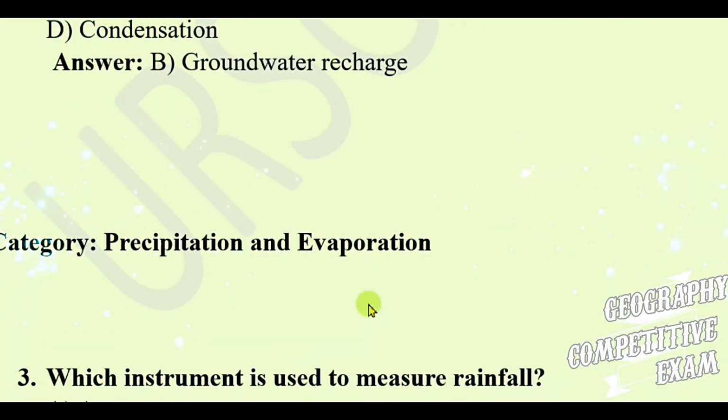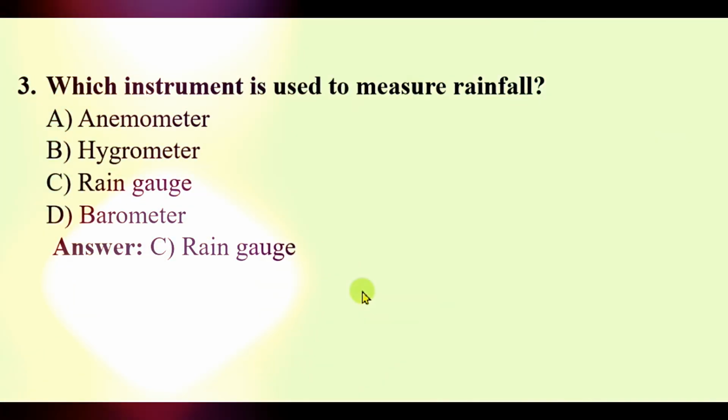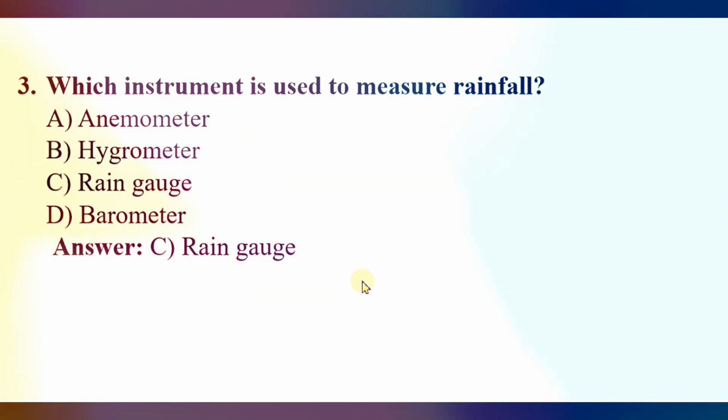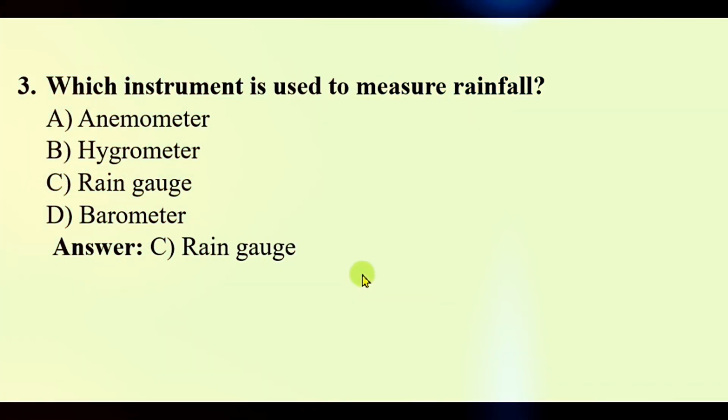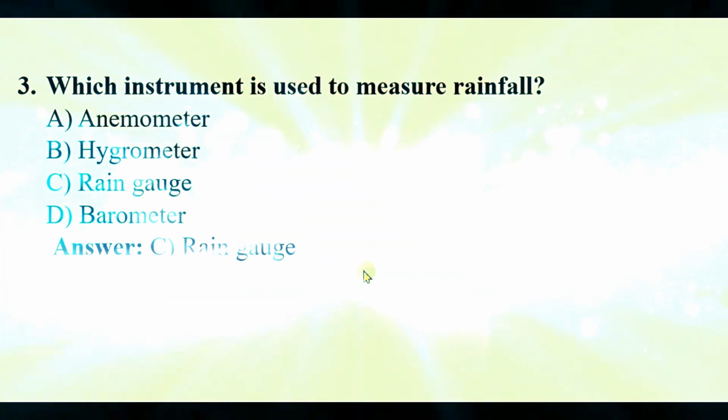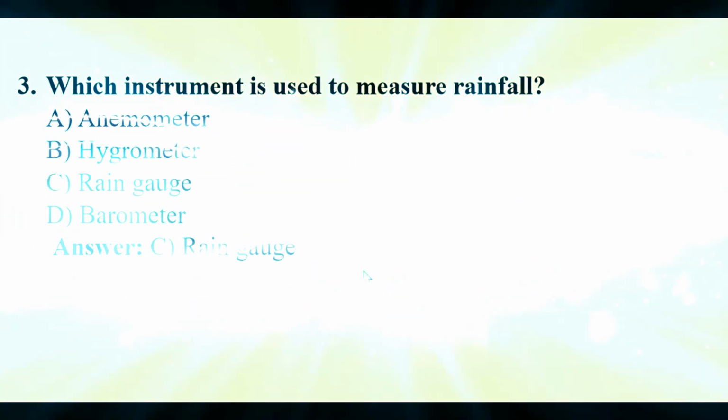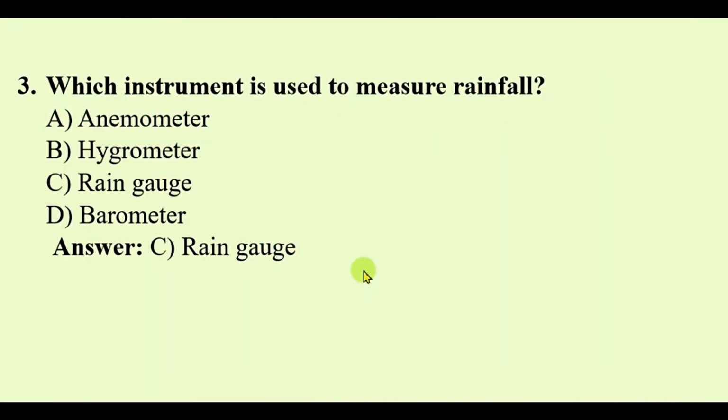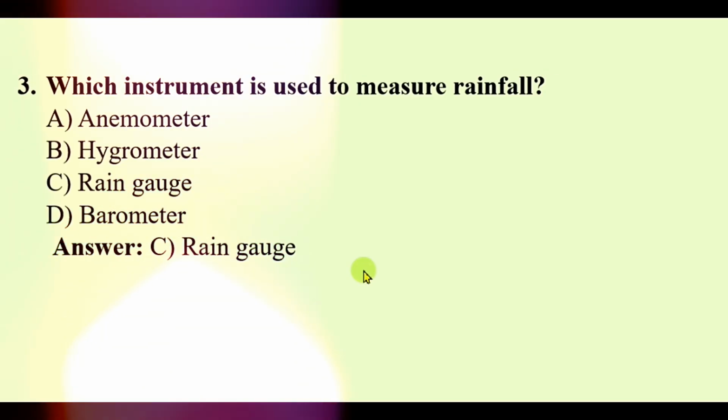Question category, precipitation and evaporation. Question number 3. Which instrument is used to measure rainfall? Anemometer, hygrometer, rain gauge, barometer. Here the right answer will be rain gauge, because anemometer is used for wind speed measurement, hygrometer is used for humidity measurement, rain gauge is for rainfall measurement, and barometer for air pressure measurement.